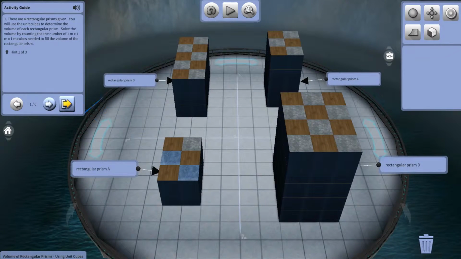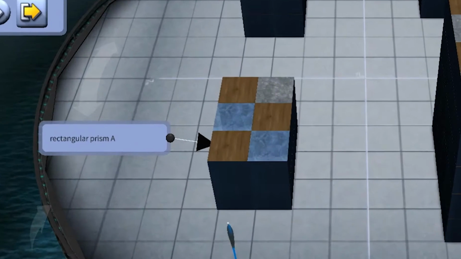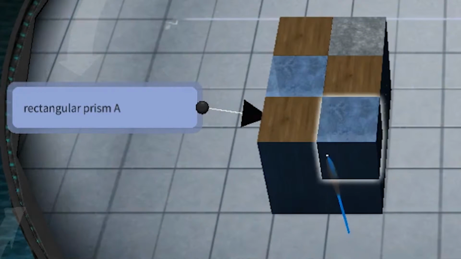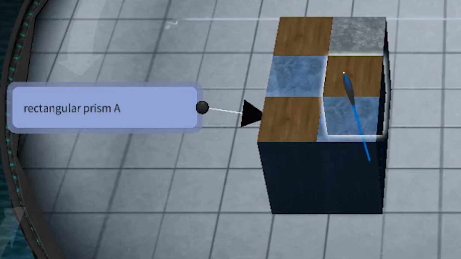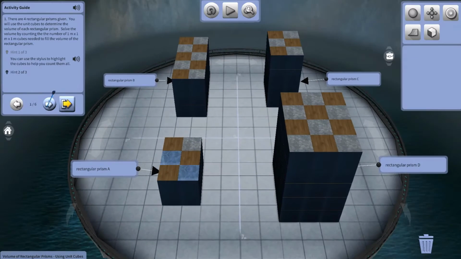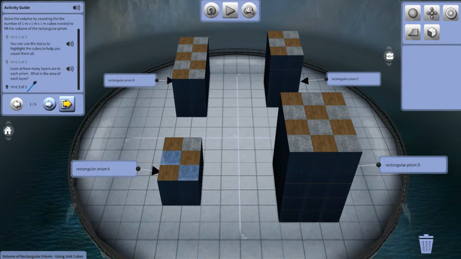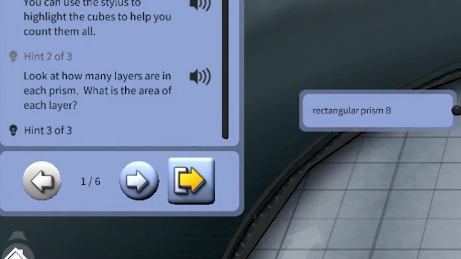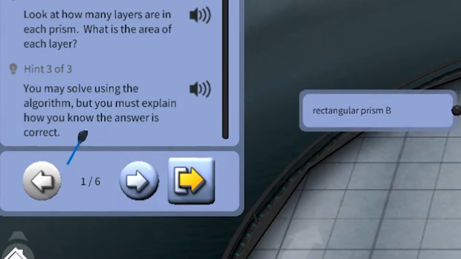Volume of polyhedra. That's plural for polyhedron, for those of you that are curious. Is determined by the number of 1 by 1 by 1 unit cubes that can fit into the solid. In this activity, we will explore multiple rectangular prisms to determine their volume based on the unit cubes in the prism. We will then determine the algorithm for volume using multiplication.